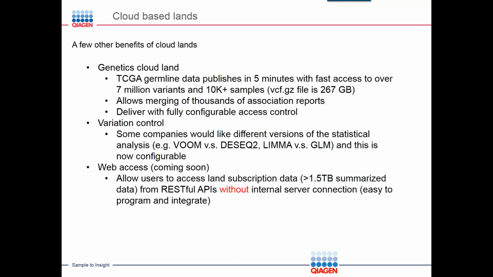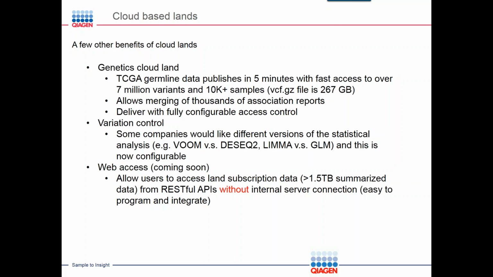And also because we have this access control built in for Cloud LAN, if the user has access and has a co-application with us on TCGA or other LAN, other projects, this access control can be configured in a few seconds, and the user will be able to access these restricted data sets. Another advantage of Cloud LAN would be version control.